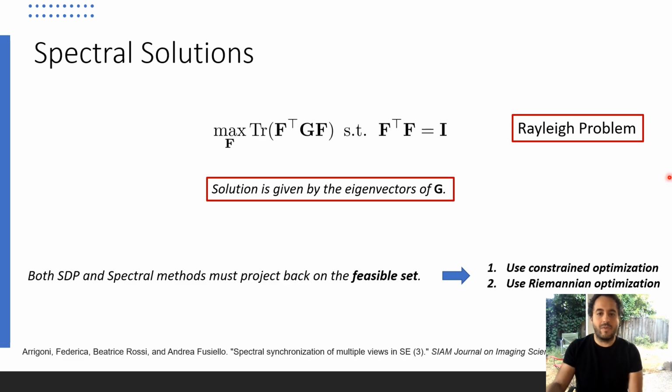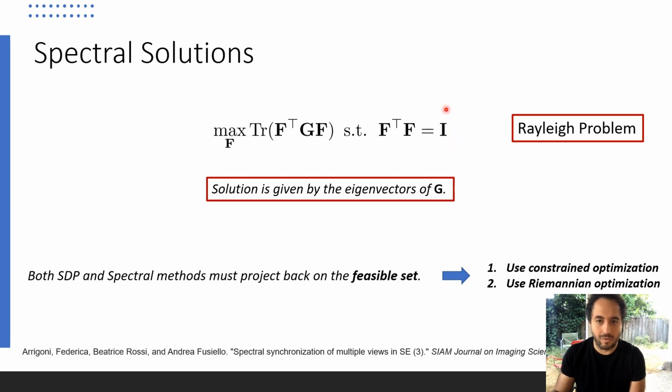And then we can speak of a spectral solution, and this time it considers the same problem, but with the constraint that there's an orthogonality. And this is highly related to the Rayleigh problem, and the solution is given by the eigenvectors of G. And this is used in many other domains, of course. And you'll see both SDP and spectral methods are closed form, so they don't need an initialization. They can solve the problem directly, because of certain guarantees, that is. But then they do not satisfy the group constraints completely.